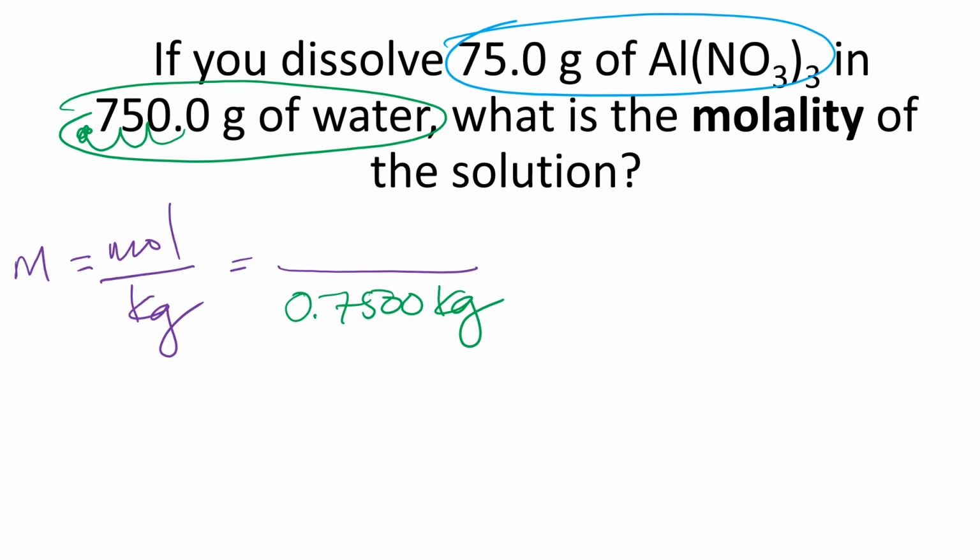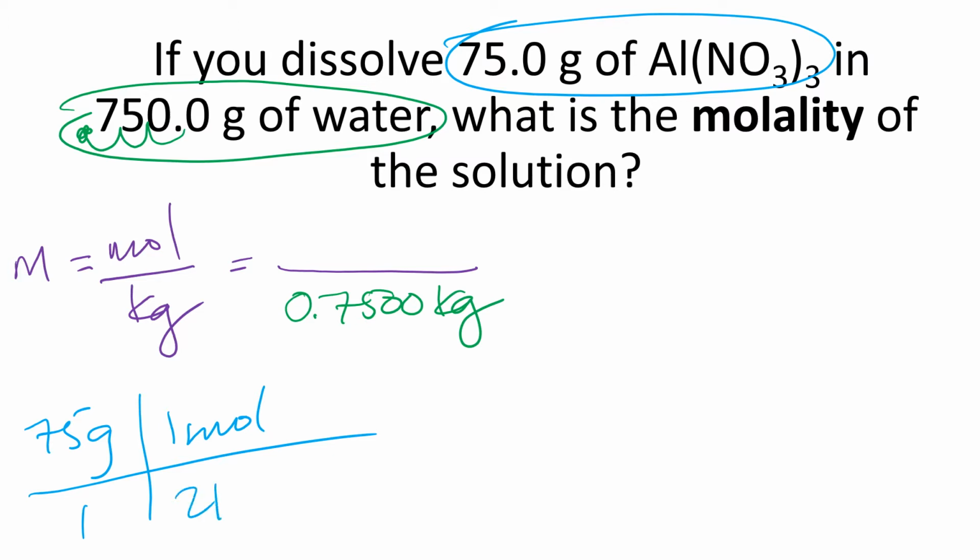I've got to get moles, but I have to convert this from grams to moles first. So again, you're just dividing your grams by your molar mass. So 26.98 for aluminum plus 3 times N, 14.01, plus, looks like 9 times 16, 213.01. So 75 divided by that number gives me my moles, which is approximately 0.35209614. Going to put this back up here.